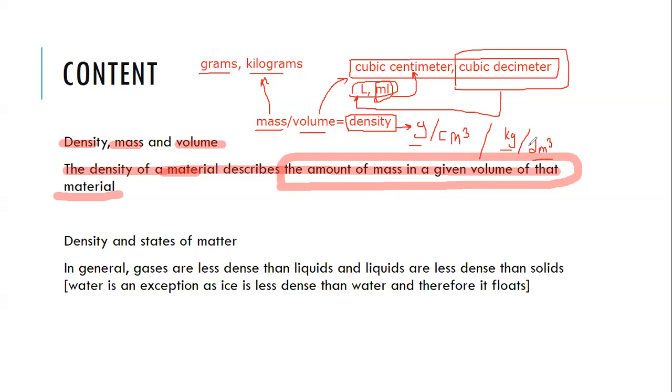This tells me that if you take 1 cubic centimeter of a substance, how many grams is it? If you take 1 cubic decimeter of a substance, how many kilograms is it? That's what we call density. If you take 1 unit of volume, meaning 1 cubic decimeter, of a substance or object, how many kilograms or grams is it? That is the density. That's how we put it.